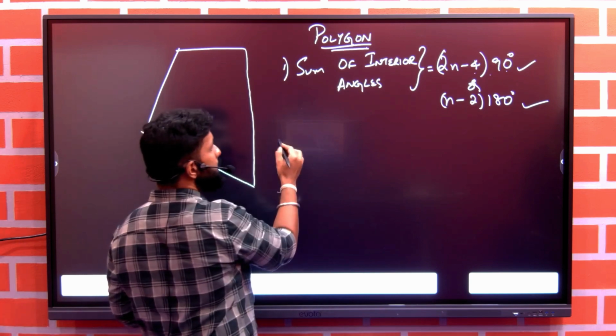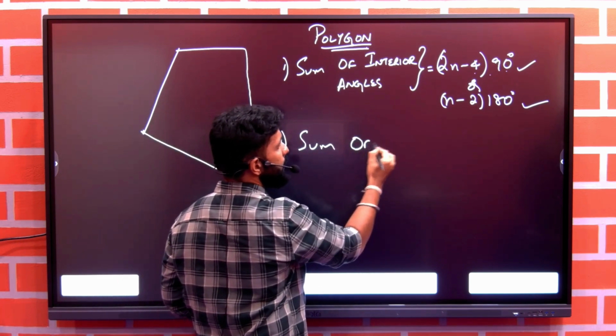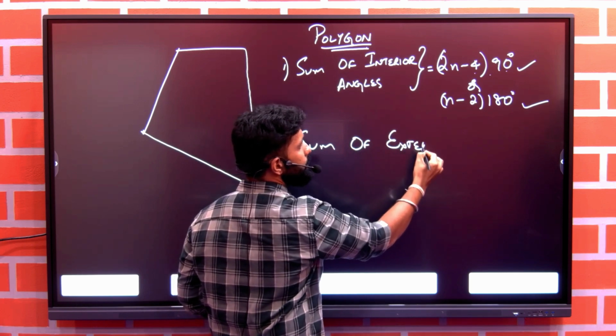Okay. Now, the second formula is sum of exterior angles.